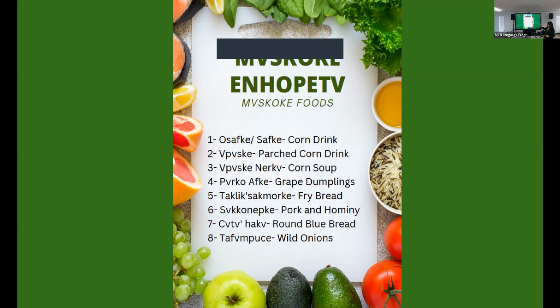That's one thing I would like to try. Corn soup, I've had that one, grape dumplings. And we usually have these at the old church houses, because they still cook the same old ways, and I'm like, oh my gosh. Now they use bacon grease, stuff that all these nutritionists say you're not supposed to eat, but oh my gosh, that makes it so good. All right, and then fry bread, everybody knows fry bread, pork and hominy. Like I said, I eat that at churches.